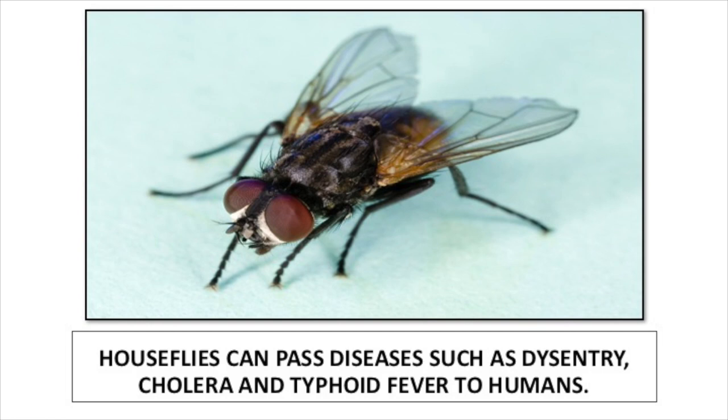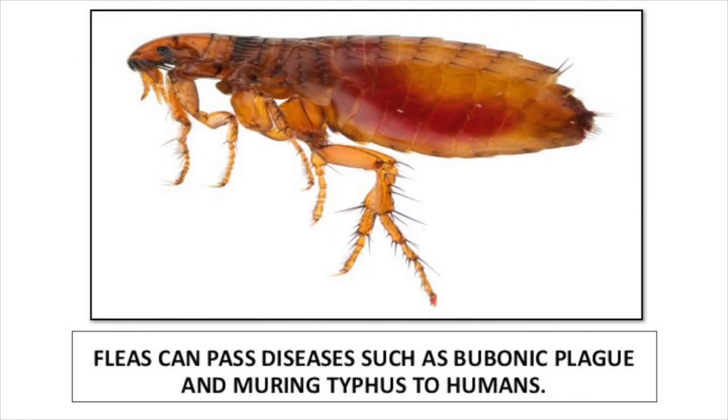And then the final insect, the very, very small ones that we can't see. They're so small we can't see them. They might be in this room now. Fleas. Yes. That's what a flea looks like, magnified about 1,000 times. They're what's called microscopic, because they're too small to see without a microscope. Fleas can pass diseases such as bubonic plague and murine typhus to humans. But luckily, these diseases aren't very common anymore.